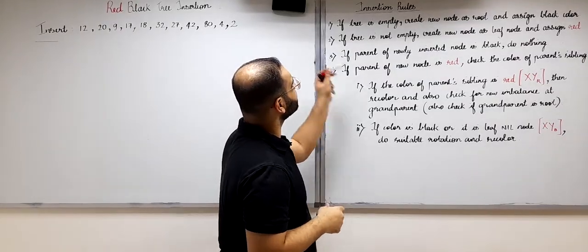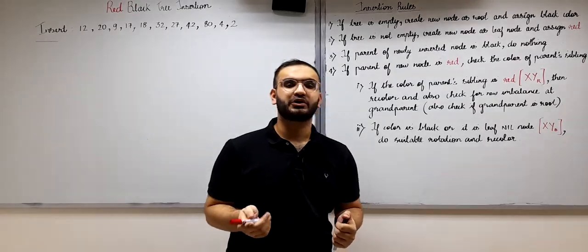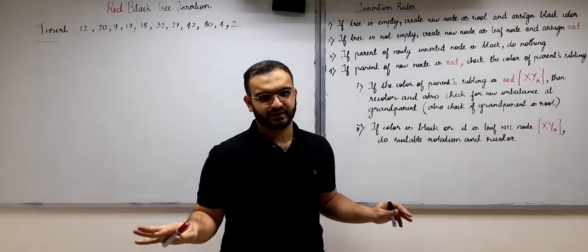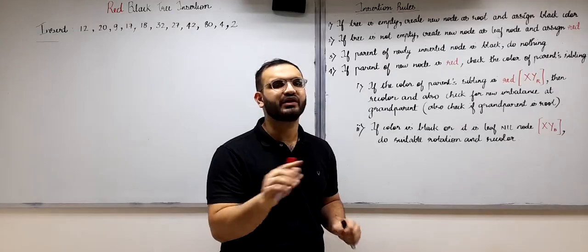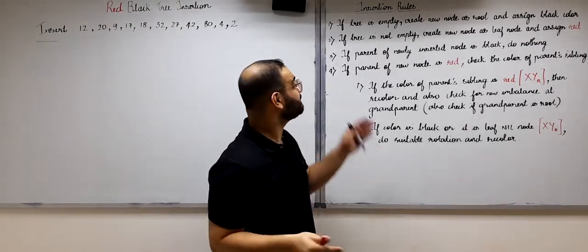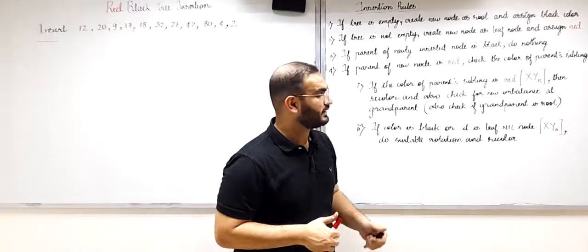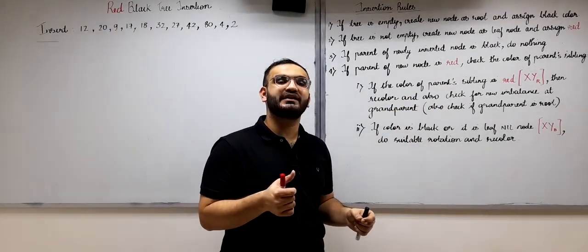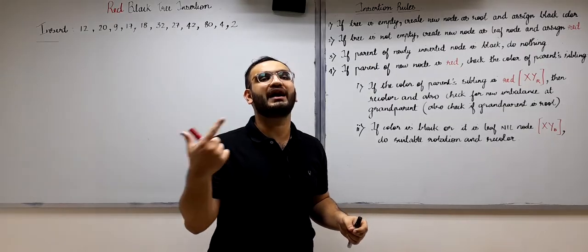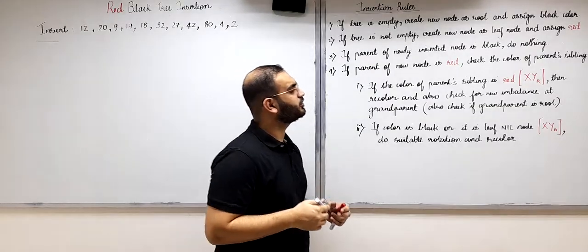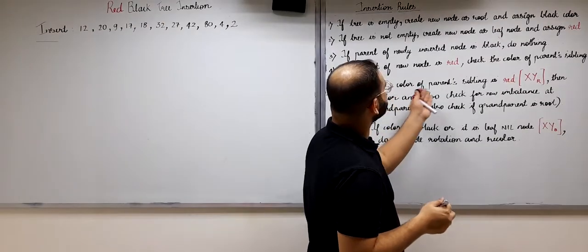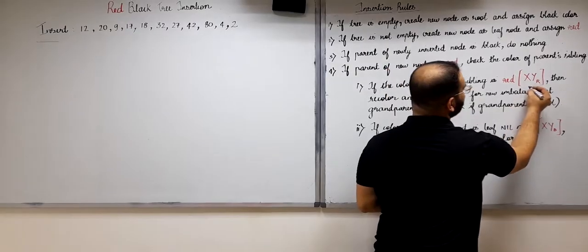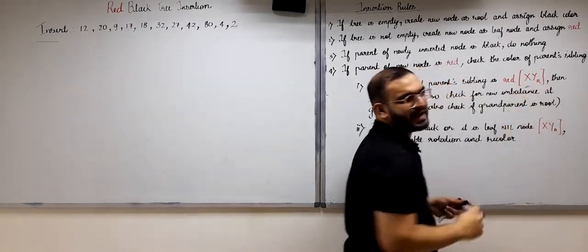Now, the third rule says that if the parent of the newly inserted node is black, then you should not do anything. Stop there, your insertion of that node is complete. But if the parent of the new node is red, then you have to check the color of the parent's sibling, which, as I explained in the earlier video, is actually the uncle. And if you have seen the previous video, you will understand that if the color of the parent's sibling is red, that implies it is an XYr kind of imbalance, right?